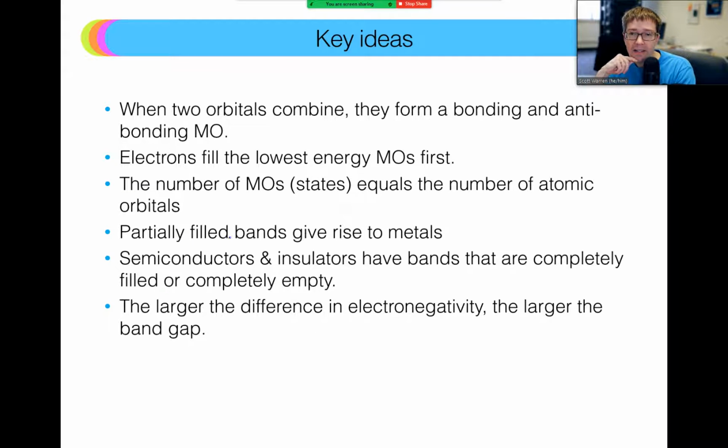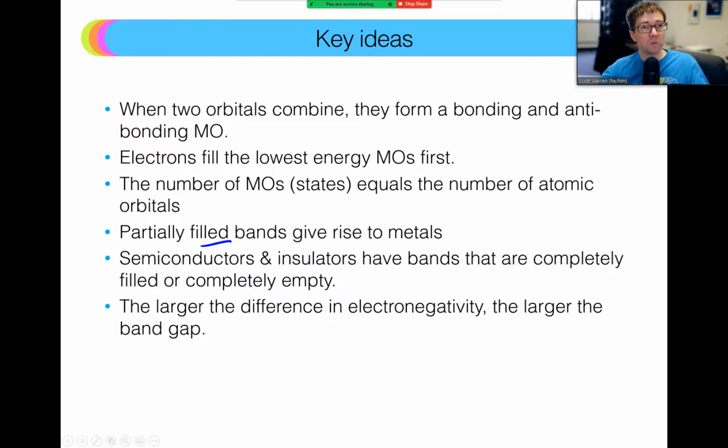We've seen the idea that partially filled bands give rise to metals. I think that idea we've hit on a number of times now. I won't explain that further. For semiconductors and insulators, we have bands that are completely filled and bands that are completely empty, but no partially filled bands. And we've also seen now, most recently, the principle that the larger the difference in electronegativity of two atoms, the larger its band gap.